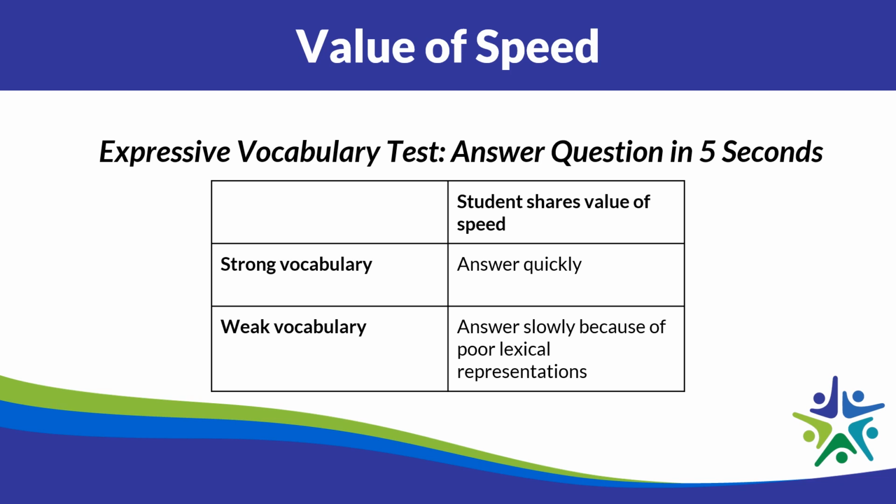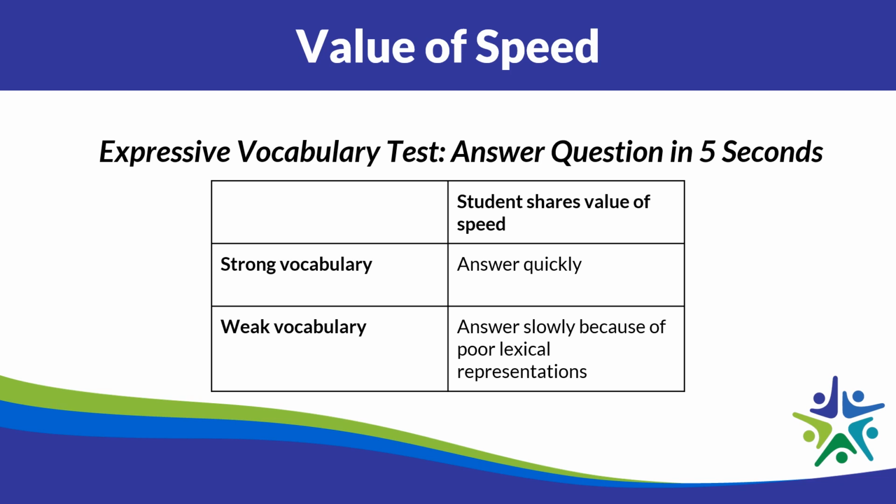Now, I'm going to go through some of the features shared by a lot of our tests and discuss how they can introduce bias. So there's a Western value of speed, and what this value assumes is that you're going to do something on demand and relatively quickly. And this shows up in the Expressive Vocabulary Test and some of our other tests. You're expected to answer the question in 5 seconds.